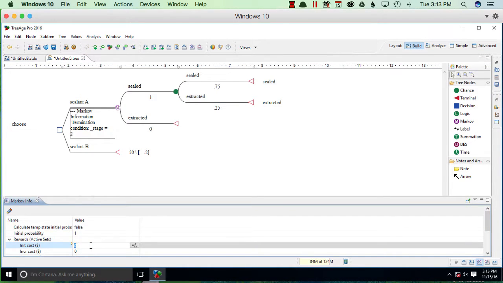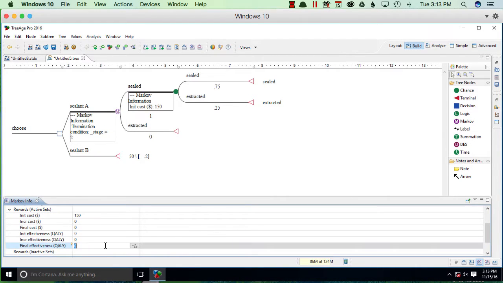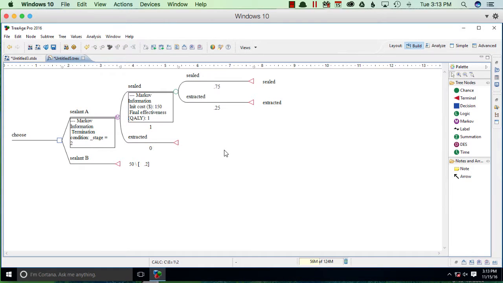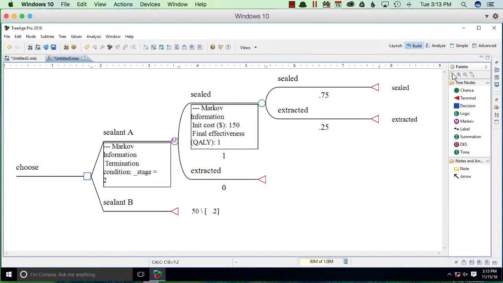So let's just say that sealant A has an initial upfront cost of $150. We'll put all of that cost right at the beginning of the model. And the final effectiveness, we'll just give it 1 quality. So we'll give the tooth 1 quality adjusted life year at the end of the model. So if it stays sealed at the end, it gets quality. If it's extracted, no quality.